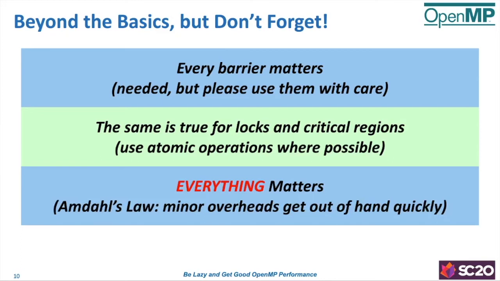At the end of the day, everything matters. There is Amdahl's law after all. So every small overhead gets out of hand very quickly, and sooner than you like. And when you think about it, Amdahl's law applies here. For example, a critical region tends to serialize the operation. So you have a serial part in your program. Well, Amdahl's law tells us that that part dominates very quickly. So use those constructs to get the right answers, but use them with care.